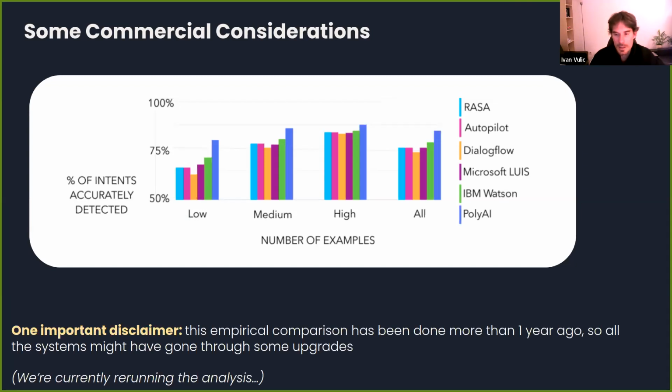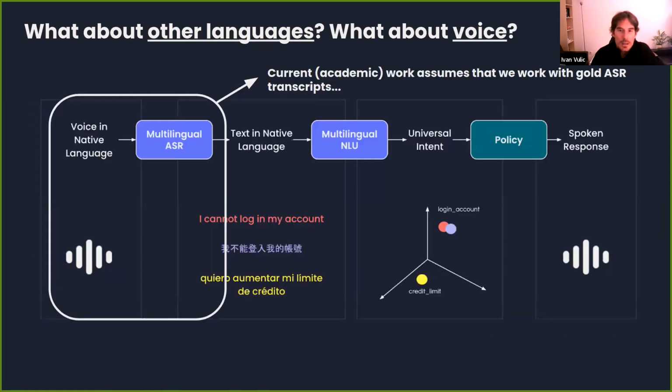And we are currently rerunning the analysis, also covering multi-label intent detection. So yeah, this is a disclaimer. This empirical comparison was done like a year ago, so maybe the actual numbers have changed in the meantime, but I just wanted to show the positive outcome of all this. And maybe I can take some questions now before we delve into other topics like multilinguality and voice and other approaches to intent detection.